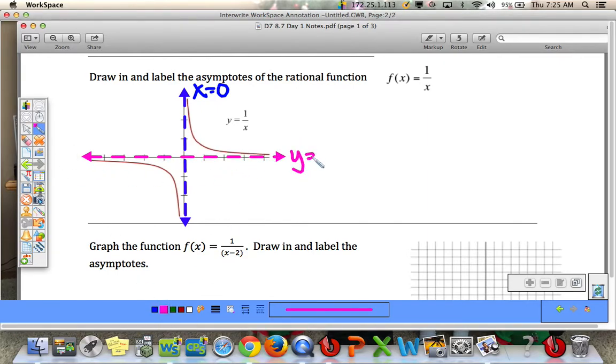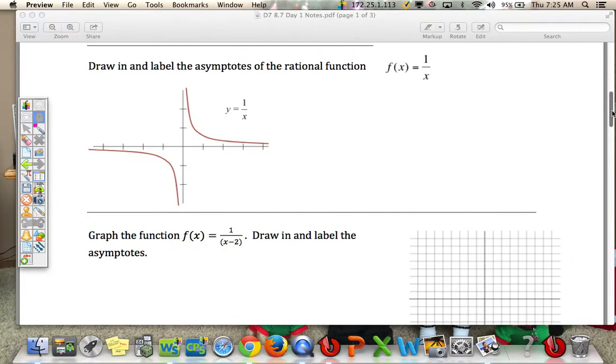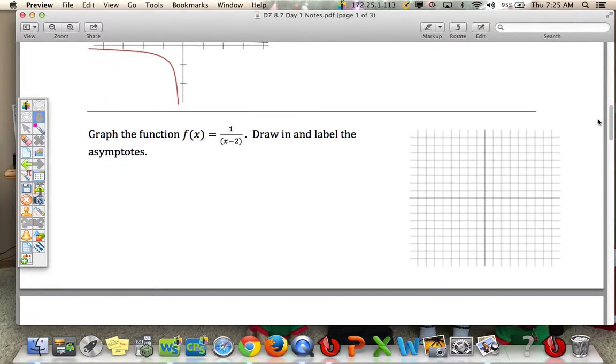Again, y equals 0 because all along this line y equals 0, or in other words, the y-intercept is 0 and the slope is 0. The vertical is x equals 0 because, again, all along that line x is 0. We've looked at this function before, the shifted function. F of x equals 1 over x minus 2. Draw and label the asymptotes.